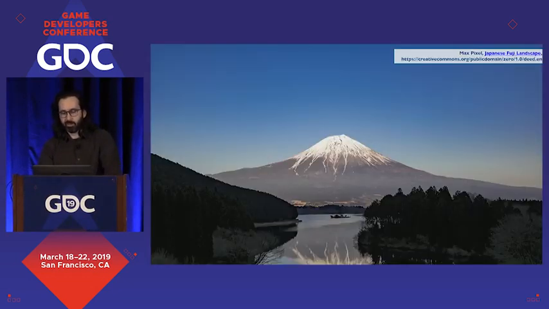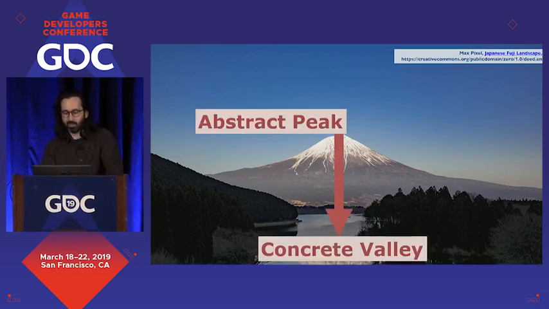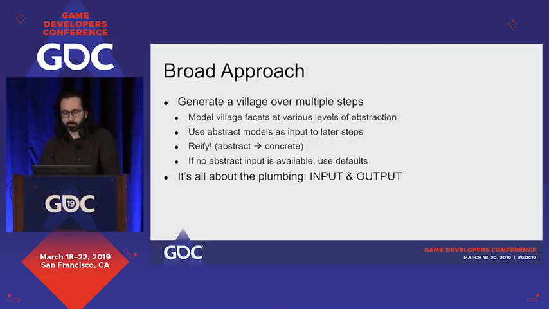OK, this is a mountain. This is Mount Fuji, in fact. But we're going to call it Abstraction Mountain today. This is a silly metaphor, but it's going to do some work here. Basically, the broad approach we're going to be taking is to model our village very abstractly at first, and then through a process of multiple steps, through transformations, we're going to get down into Concrete Valley, where we're actually fabricating game objects and building something that the player is going to experience firsthand.